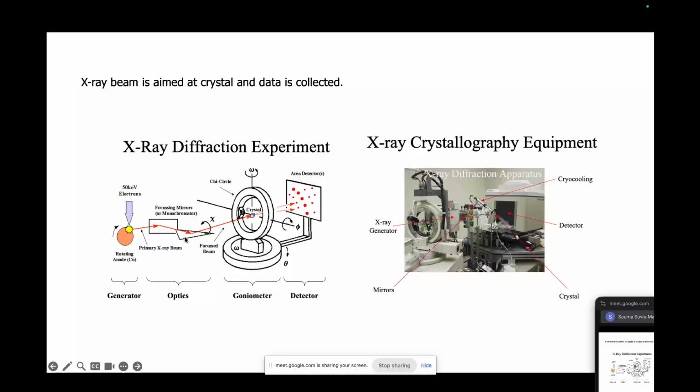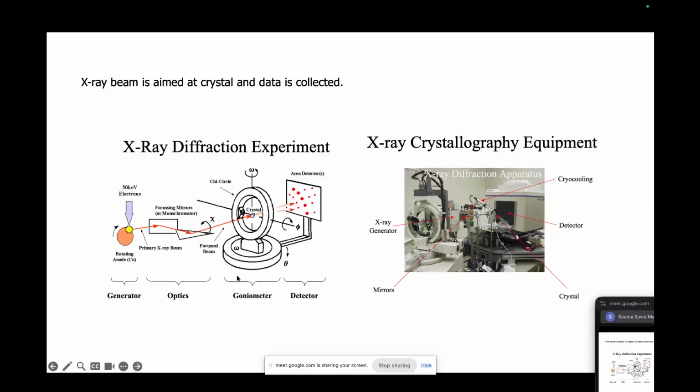Then you have an optical setup in front of that, which uses focusing to focus the beam directly on the crystal itself, because without focusing, it'll by itself create different diffraction patterns, which are not related to the crystal itself. So the focusing of the waves is very important.